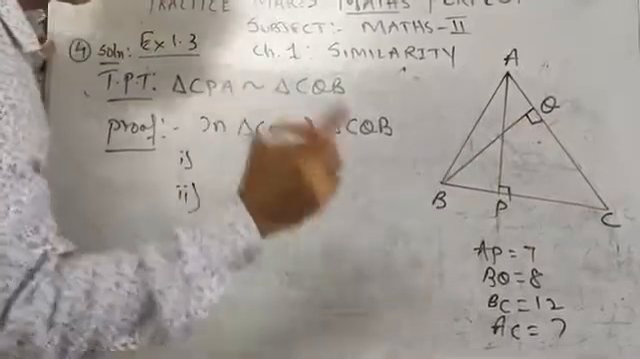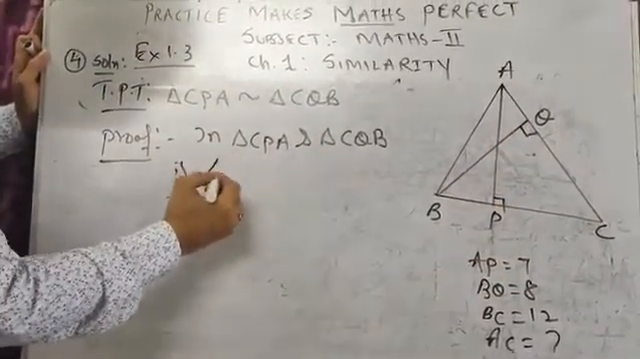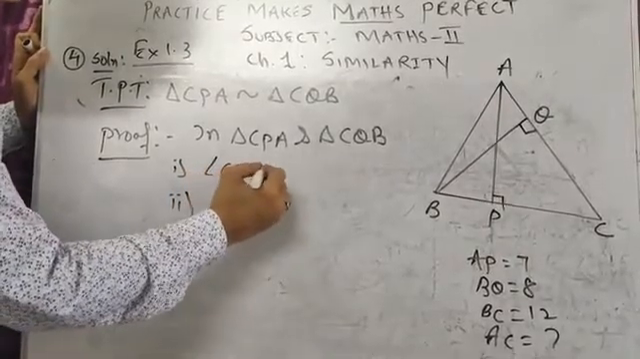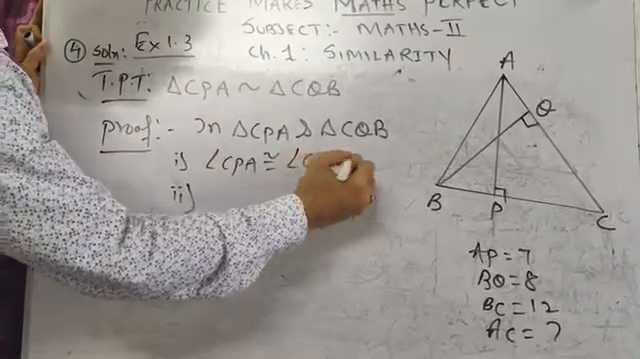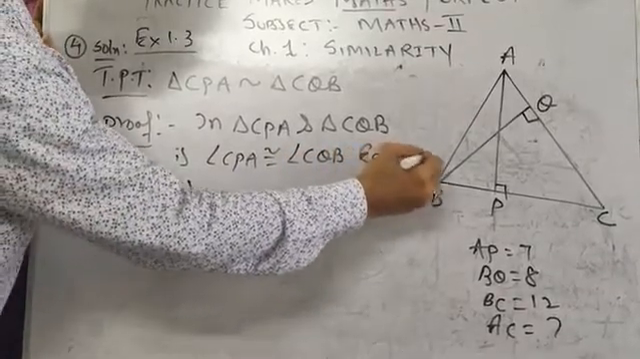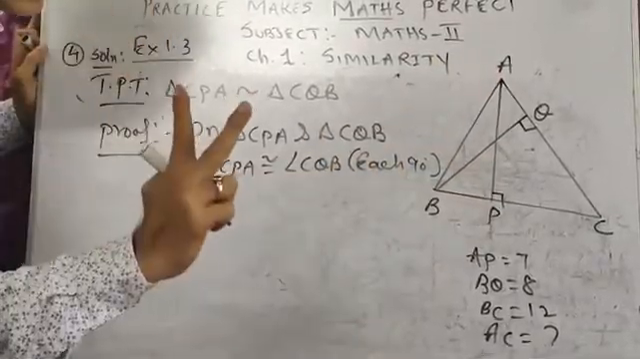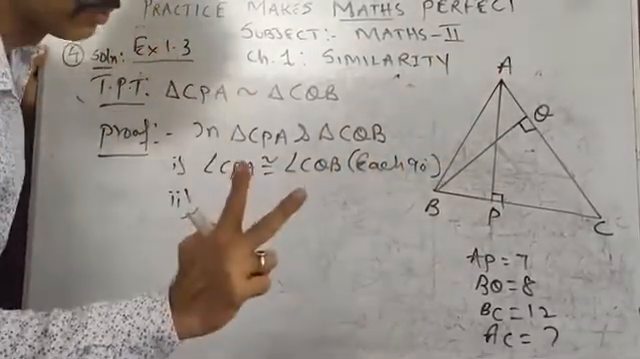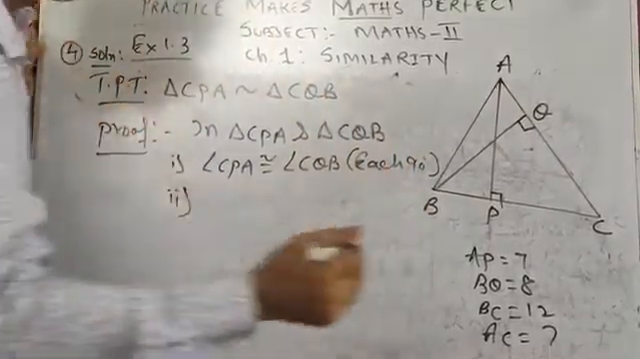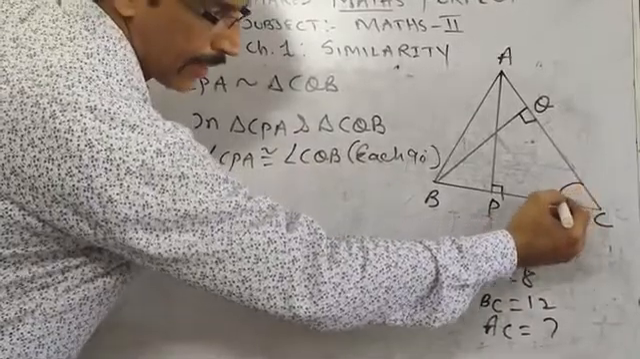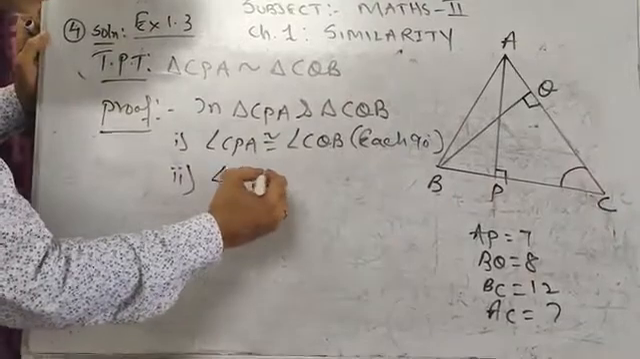CQB. So one condition you can see, it is each 90 degree. So I will write here angle CPA is congruent to angle CQB. This is each 90 degree. One condition is given. Second condition is what now? Second condition you have to see in the diagram carefully. Second condition will be common angle. You can see the angle is common. Angle C is common. So I will write here angle C is congruent to angle C.